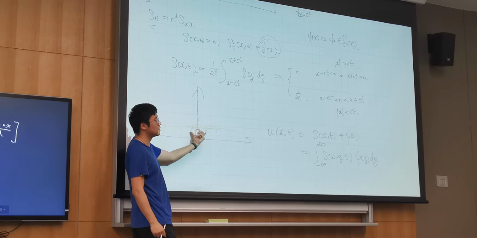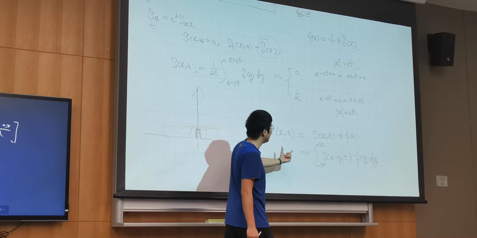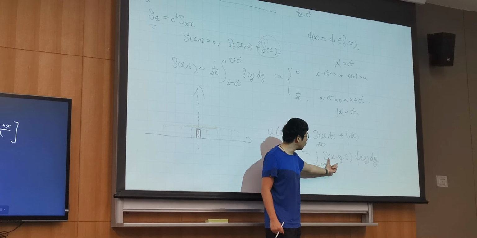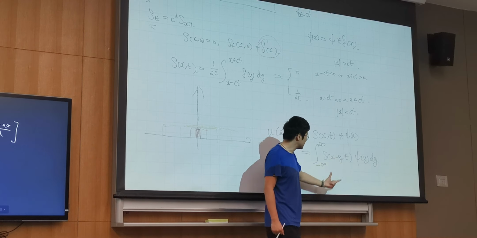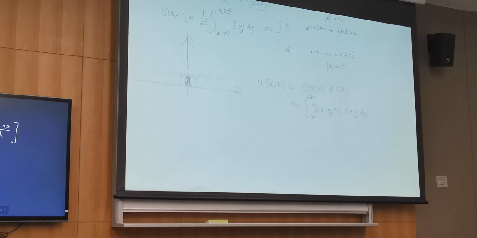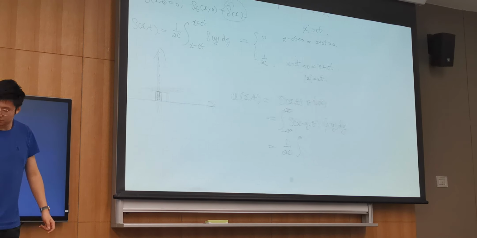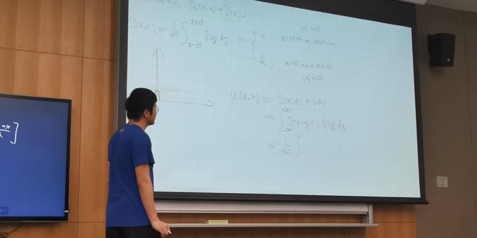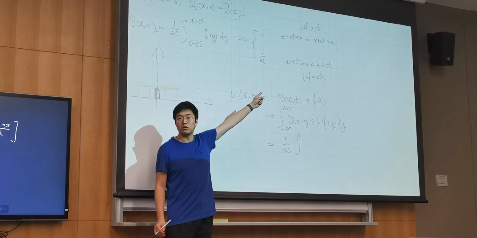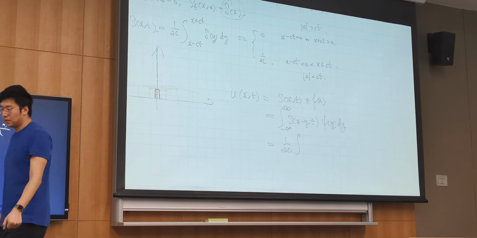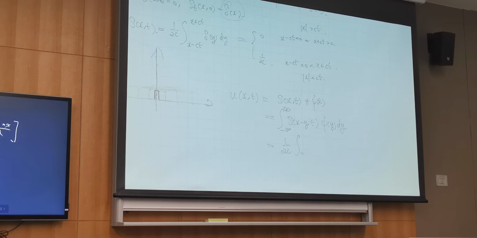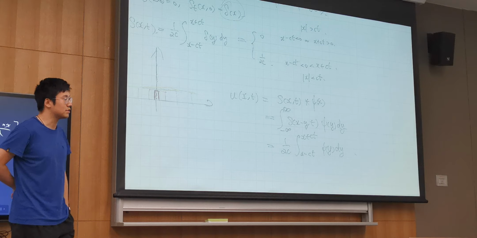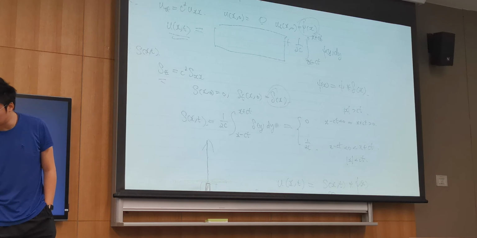SXT is something like this. Okay? SXT will either be 0 or be what? Or be 1 over 2c. So this is actually 1 over 2c, but the integrand should go from where to where? The integrand should go from x minus ct to x plus ct of phi y. Sound good? And this is exactly what we have deduced about using.